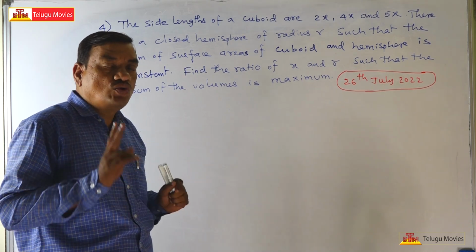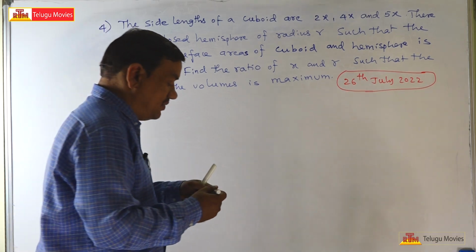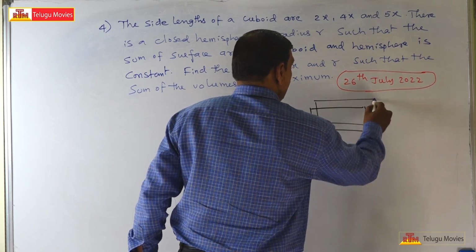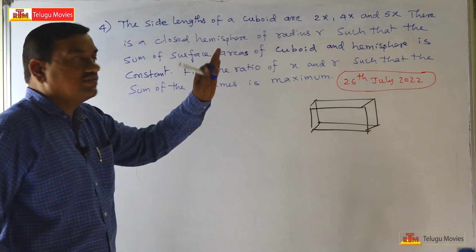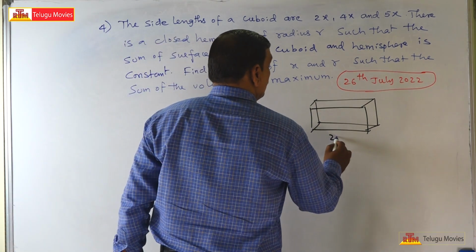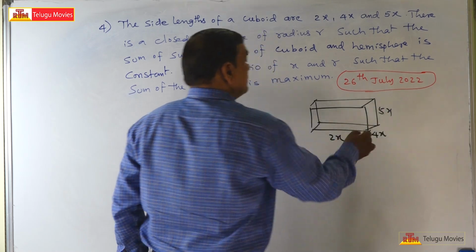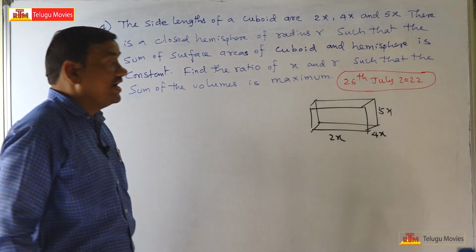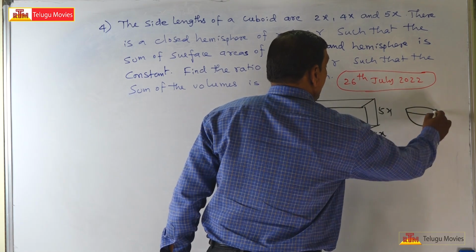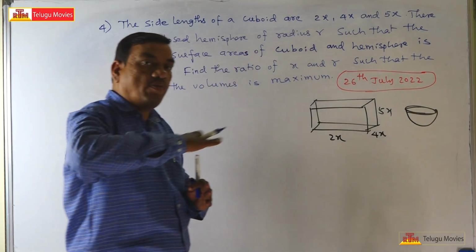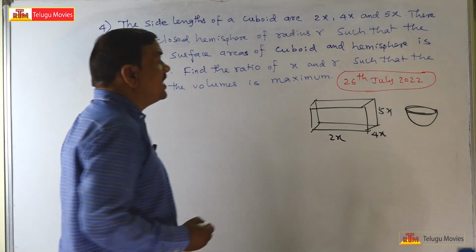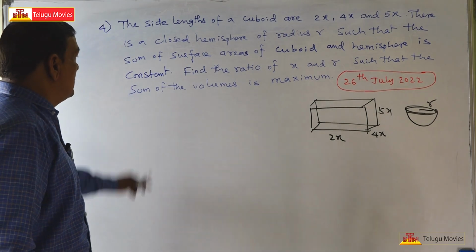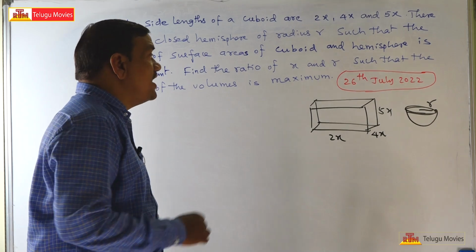On the whole, here there are two items. The first item is the cuboid. So it is given 2x, 4x, 5x, generally we will take the order length, breadth, height. Afterwards, there is a closed hemisphere of radius r. There is a hemisphere which is closed, he is saying closed, that means the top is also closed. Now its radius is equal to r. Now, such that the sum of the surface areas of cuboid and hemisphere.